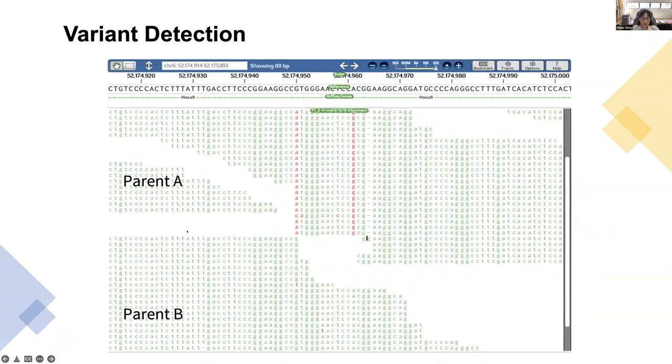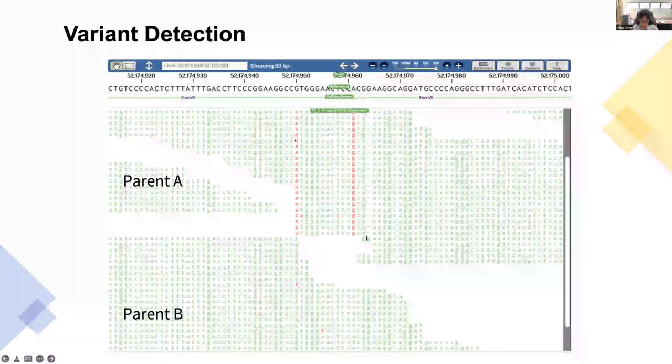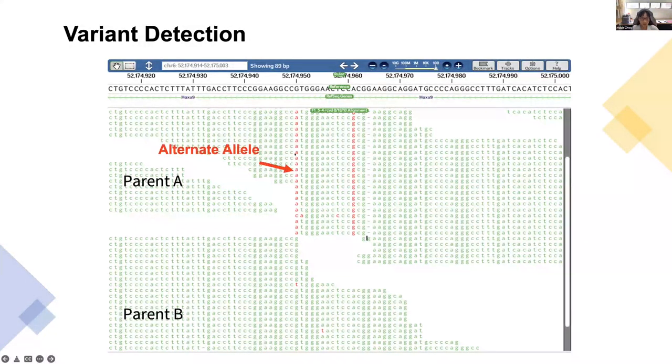So here's a screenshot visualization from after we align the reads against the human reference, showing how we actually detect variation. For example, here is our human reference, and at this position, we can see the reference allele is G, and we see a lot of reads show A here. So A is the alternate allele. And here the reference allele is A, and we see a lot of reads show G here. So G is the alternate allele.